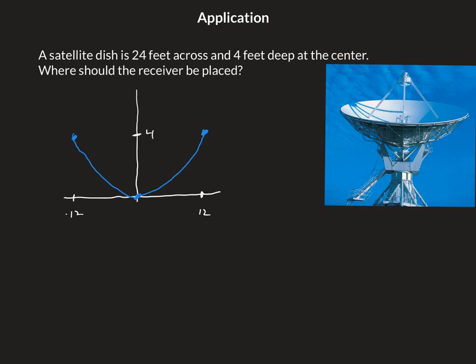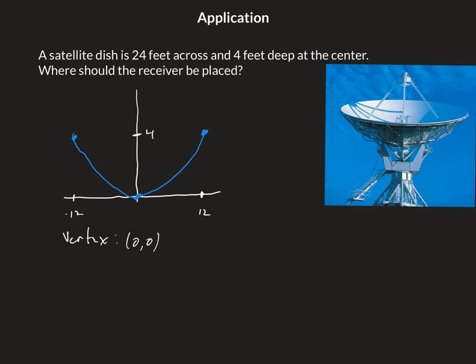Well, here's what we do. In this case, we'll want to draw a parabola that can represent the edge of that satellite dish. Because we don't have a vertex, I'm going to make my life easy. I'm going to let that vertex be at (0, 0).